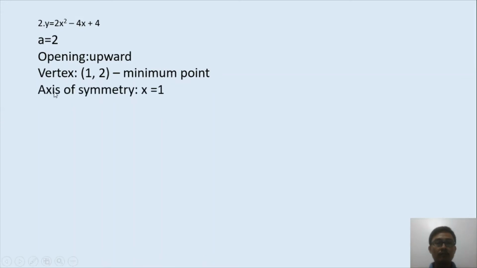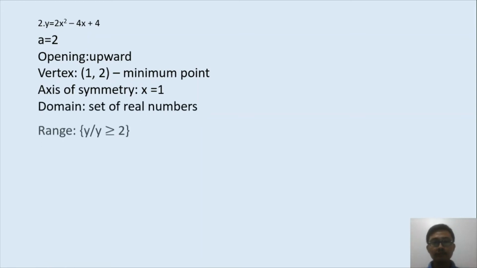Since ang h natin is 1, so ang axis of symmetry natin is x equals 1. Since we know yung vertex, diba, is hk, para makuha yung axis of symmetry, we take the value of h. So 1 din siya. So ang domain, lagi naman yan, set of real numbers. So ang range naman is kinukuha dun sa k. No? Kaya y such that y is greater than or equal to 2.